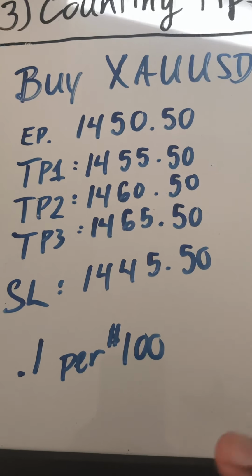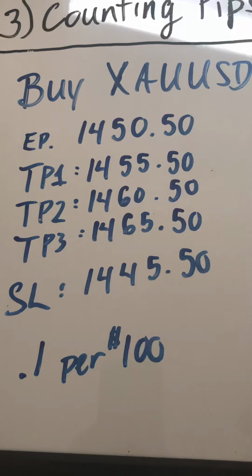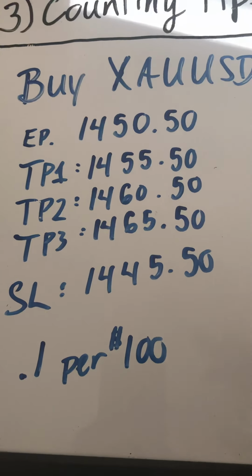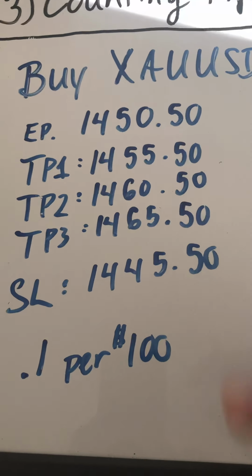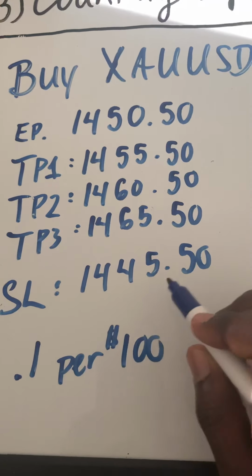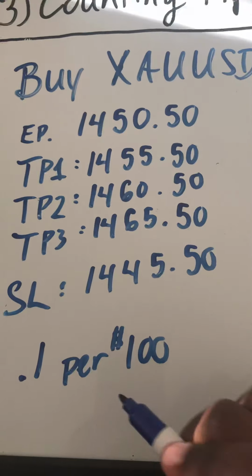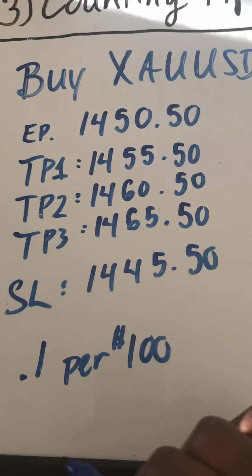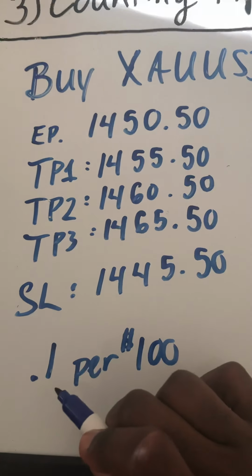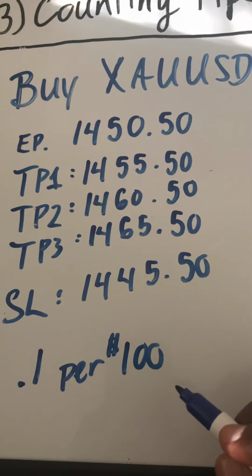The entry point is going to be 1450.5. This is just an example, by the way. TP1 is 1445. You can read the rest up to the SL, which is 1445.5. And let's use proper risk management. I'm not going to go too deep into risk management. That's in your TTG handbook. But let's just say we're going to do 0.1 per every $100.